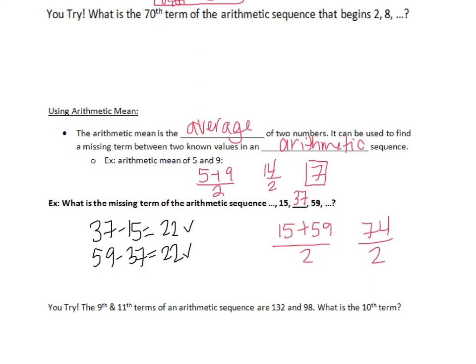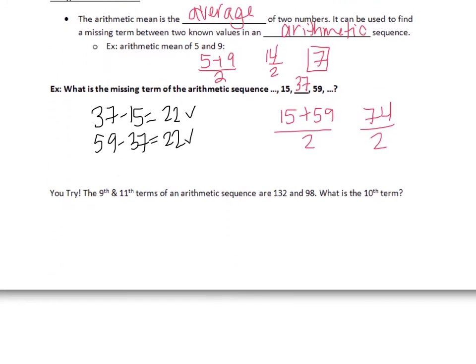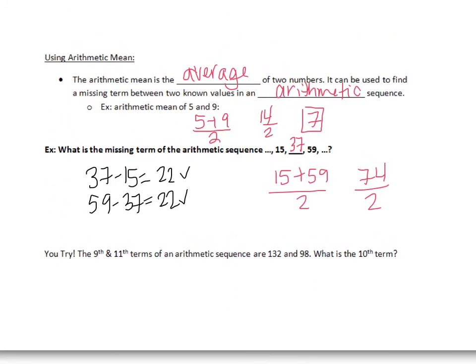Alright, so your last problem, I know it was a long video, I'm sorry, but hopefully it wasn't too difficult. The 9th and 11th terms of an arithmetic sequence are 132 and 98. What is the 10th term? Alright, you guys finish up that problem, and then you're done.